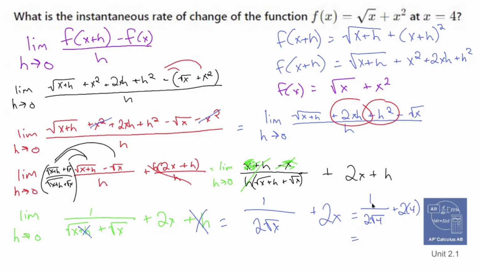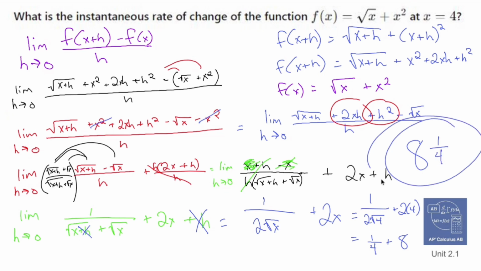Okay, in the limited space that I have, 1 over 2 root 4 is 1 over 2 times 2, which is 1/4, plus 2 times 4 is 8. So when all is said and done, we get 8 1/4. Tricky, tricky, gross, but that's how you do it.